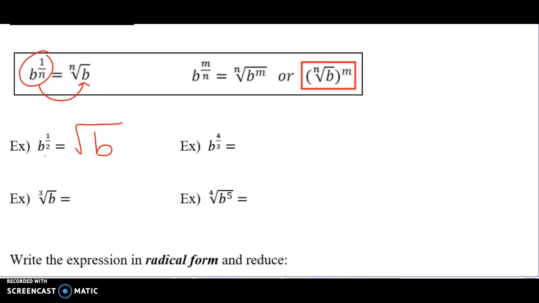Now, a square root is a 2 root, right? We don't usually write a 2. It's not wrong, but usually if you write a square root sign, you like to put a 2 there. So b to the 1/2 is the square root of b. It's the same thing. It's just a different way of writing it.